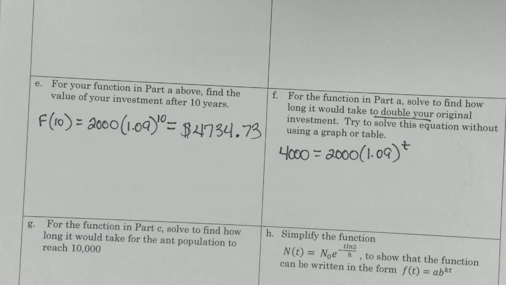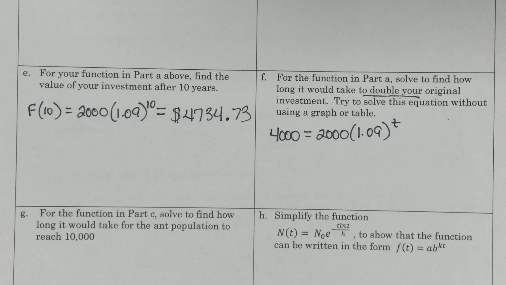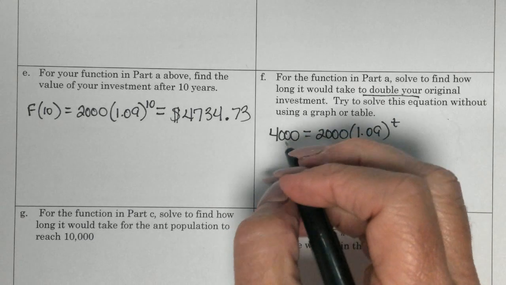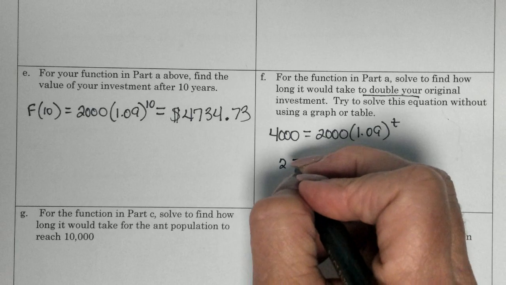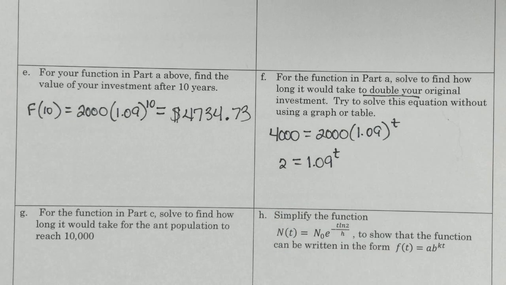Now, if you had to solve this, and pretend like I said no calculator, leave your answer in exact form. Think about what would be your process for solving this. What would be the first thing you would do? Divide by 2,000. There you go. Get rid of this coefficient. Divide both sides by 2,000, and you get 2 equals 1.09 to the power of t.